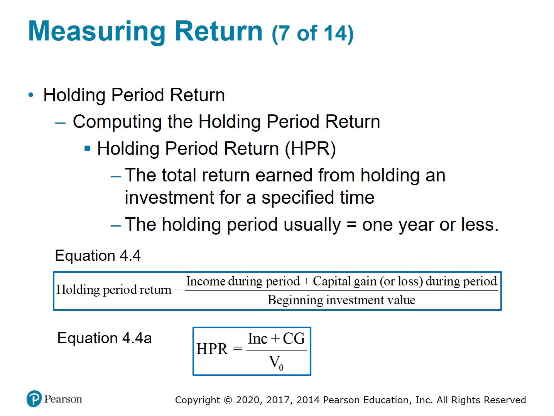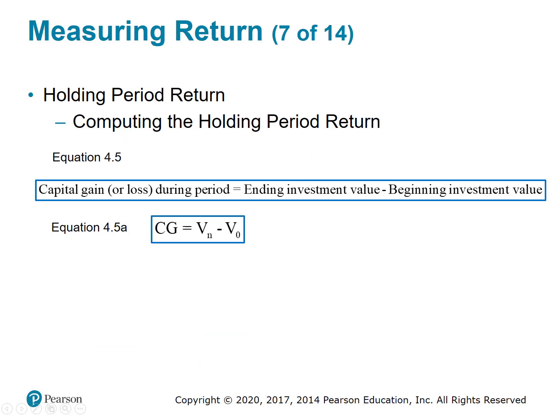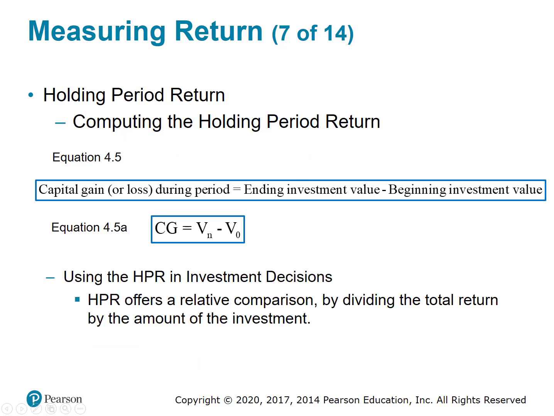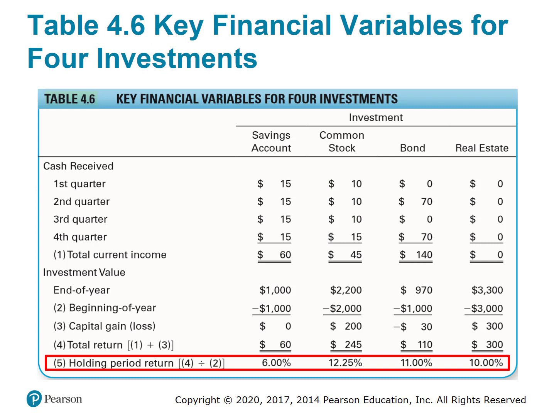Putting holding period return into formulas. Equations 4.4, 4.4a, 4.5, and 4.5a. Holding period return is the income plus the capital gains divided by the beginning value. Capital gains is simply the ending price minus the beginning price. Using holding period return in investment decisions, it's a relative comparison. Here we have 4 investments: a savings account, common stock, a bond, and real estate. The table details quarterly income for each, along with ending and beginning values for a year. The result, holding period returns for each. No surprise, common stock has the highest return.